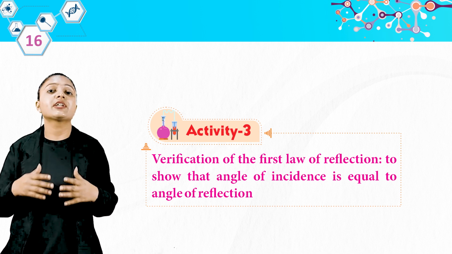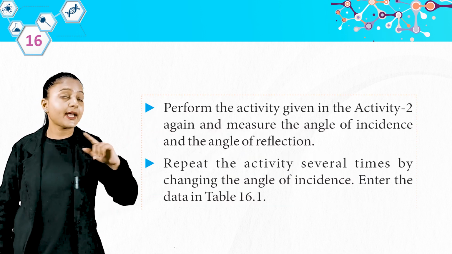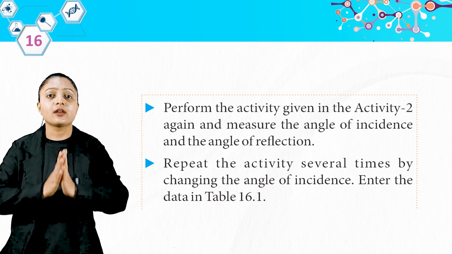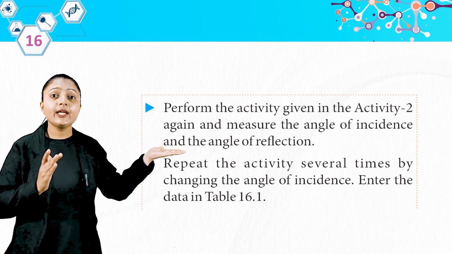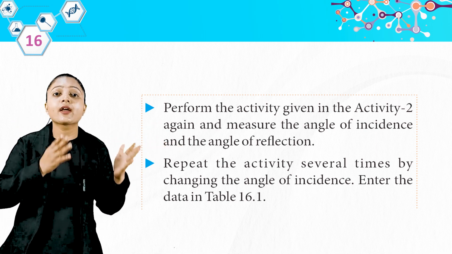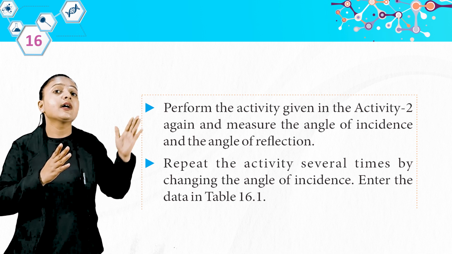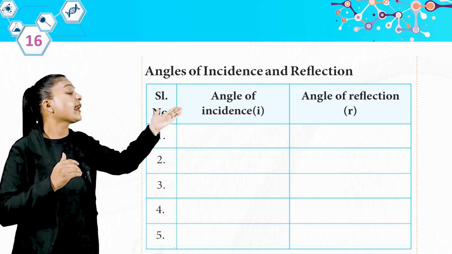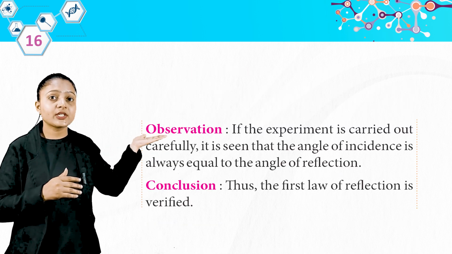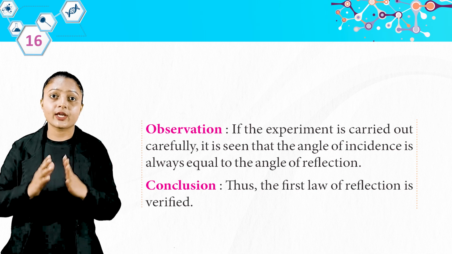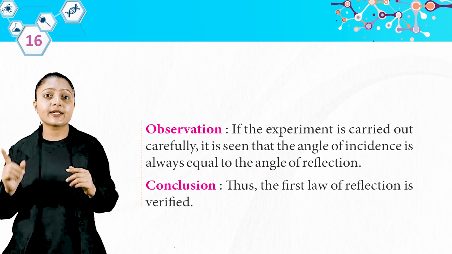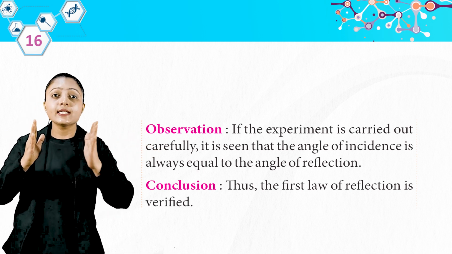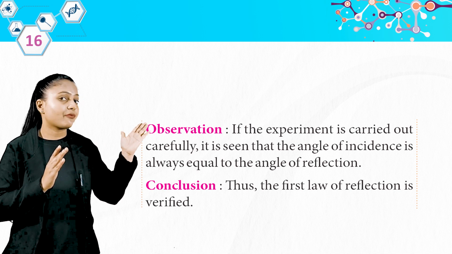Activity 3. Verification of the first law of reflection, to show that the angle of incidence is equal to the angle of reflection. Perform the activity given in Activity 2 again and measure the angle of incidence and angle of reflection. Repeat the activity several times by changing the angle of incidence. Enter the data in Table 16.1: serial number, angle of incidence, angle of reflection. Observation: if the experiment is carried out carefully, it is seen that the angle of incidence is always equal to the angle of reflection. Conclusion: thus, the first law of reflection is verified.